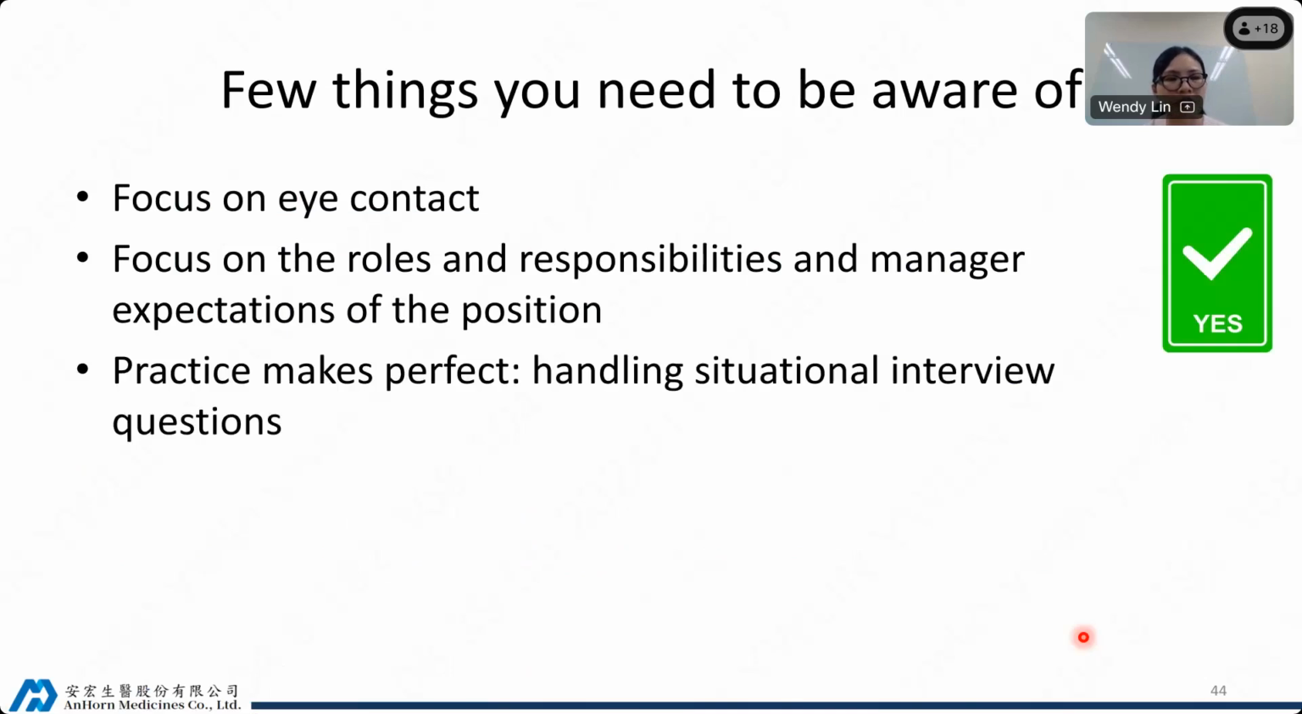So we've learned about the situational interview questions. That is a very important thing that you can practice beforehand.